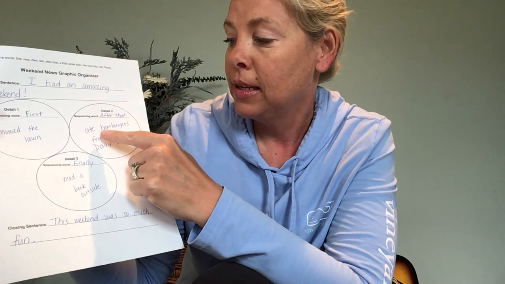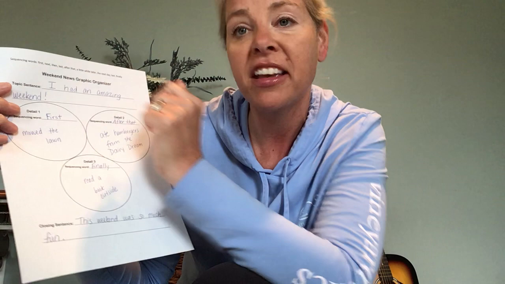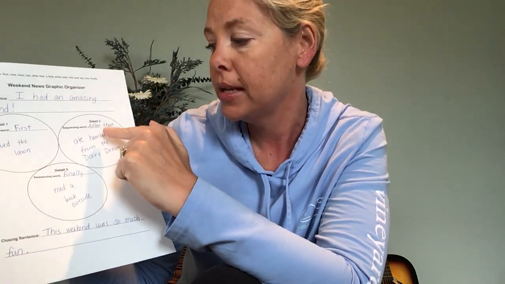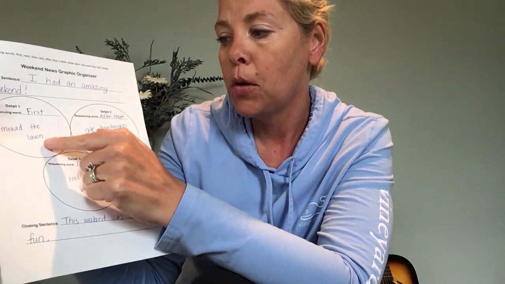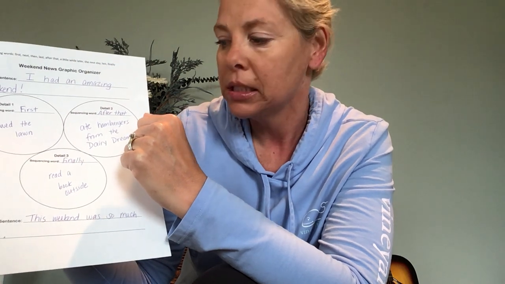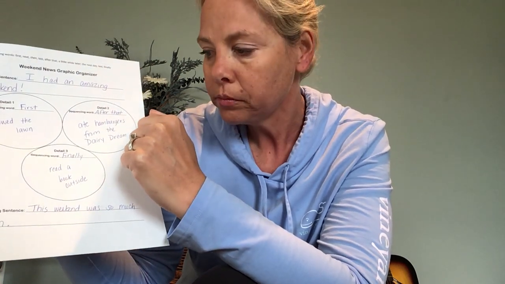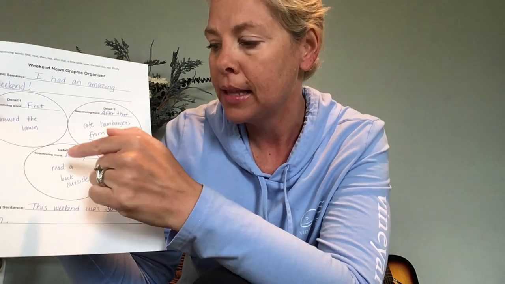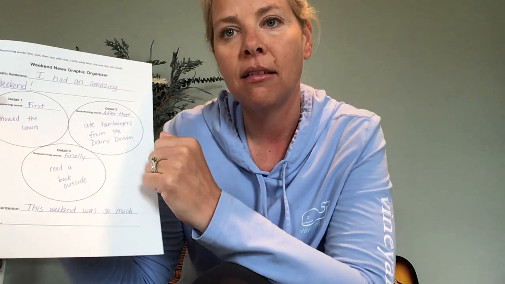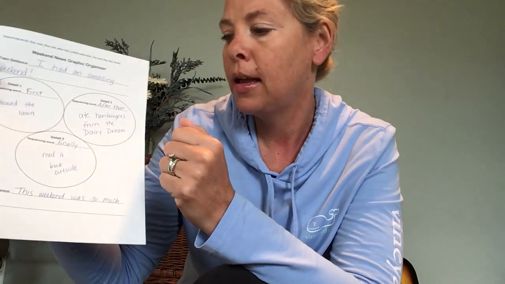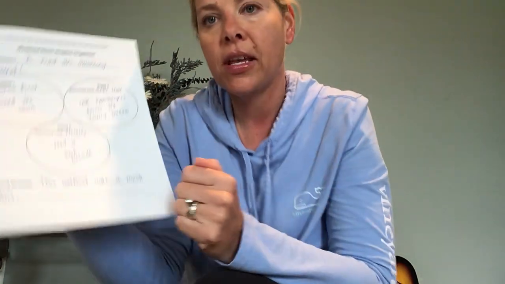After that is the sequencing word I decided to use for my second detail. I could have used next. I could have used then, a little while later. All of those would have been good choices. I chose after that. So first I mowed the lawn. After that, we ate hamburgers from the Dairy Dream for lunch. They were delicious. So that's my second detail. And then I chose the sequencing word finally for my last detail. That makes sense. Finally, I read a book outside. I said, you know what, the sun is shining, so I got a book, and I sat outside and read a book. And so those are my 3 details I included.